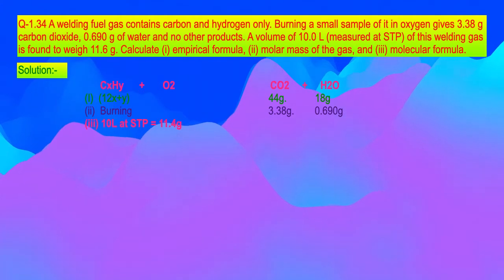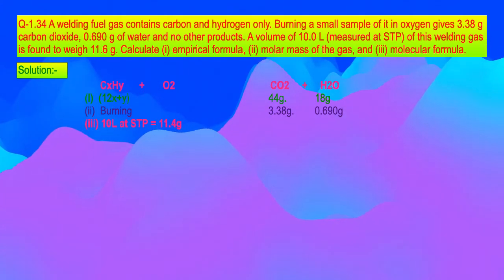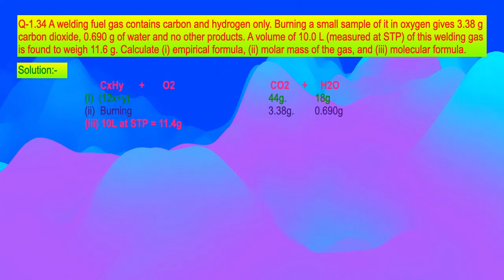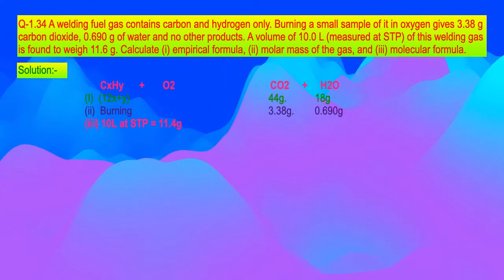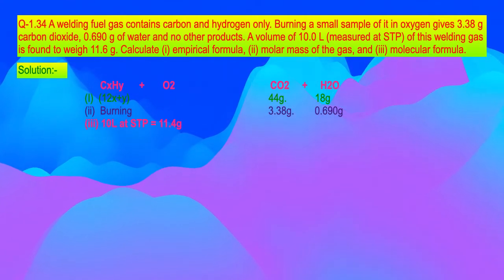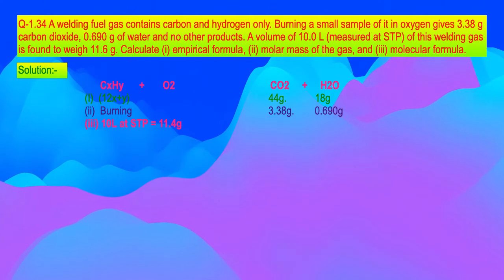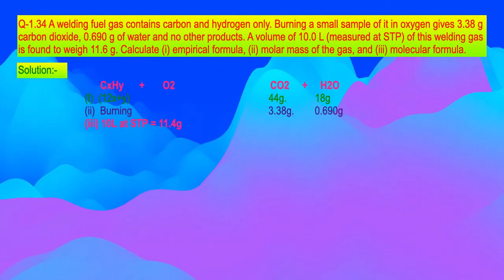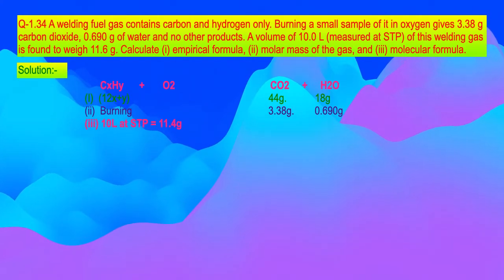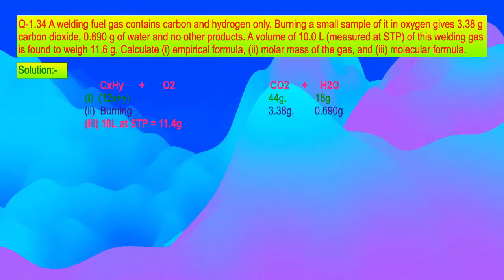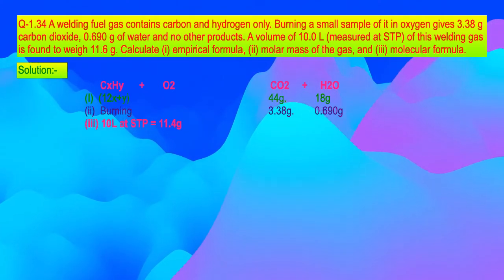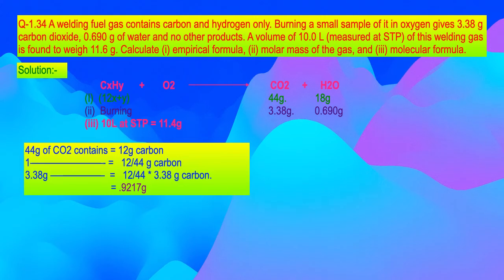Second is the burning. If we burn this gas, it gives CO2 and H2O only. It's given in the question: CO2 is 3.38 gram and H2O is 0.690 gram. And the third piece of information given in the numerical is that 10 liter at STP is equal to 11.6 gram. It's a very important thing. We will use this term to solve the numerical.